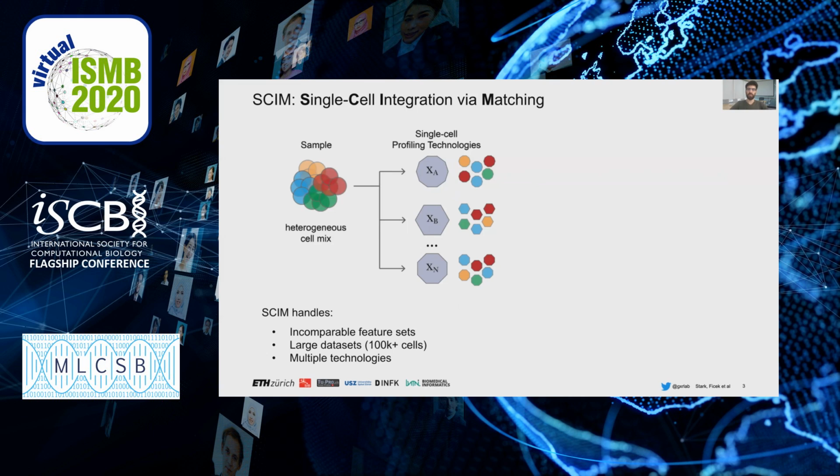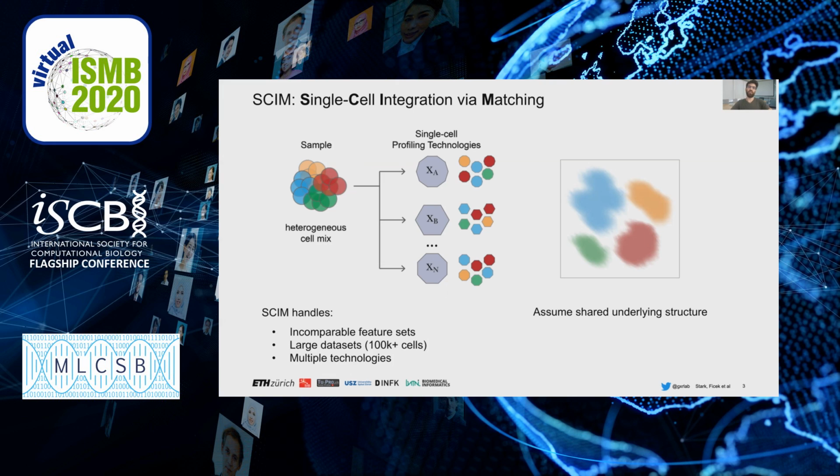Crucially, SCIM does not require that technologies profile across the same set of features. For example, one technology might measure gene expression, while another might measure protein levels. SCIM scales to the large datasets these technologies can generate, often on the order of hundreds of thousands of cells, and it's able to integrate two or more technologies.